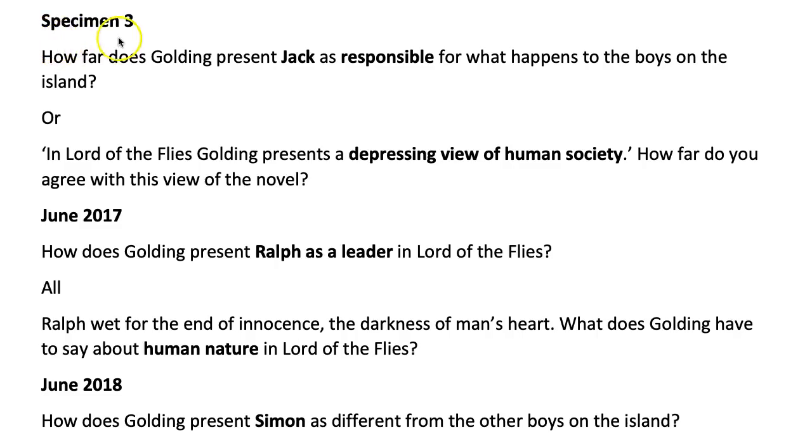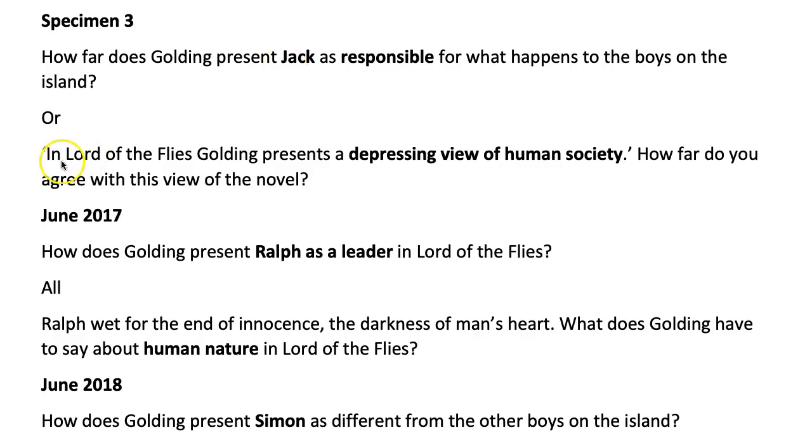Okay, let's look at the third specimen paper. How far does Golding present Jack as responsible for what happens to the boys on the island? Well, that again is really a question about leadership, isn't it? And if you want, it could be a question about human nature. Does Jack represent all of us?